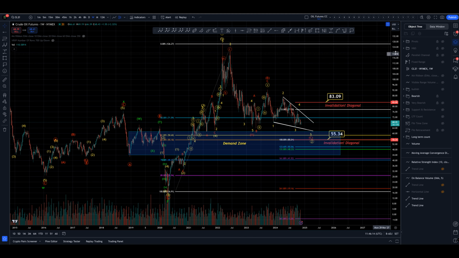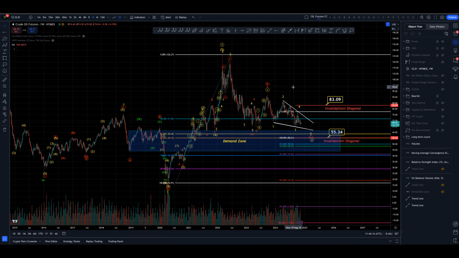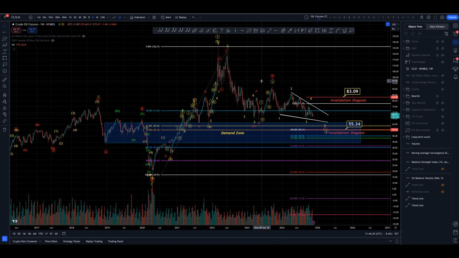Welcome back to a look at oil. It should be a pretty quick one today. Very little has changed since the last time we looked at it. We're going to be using the CL2 chart to do our analysis.